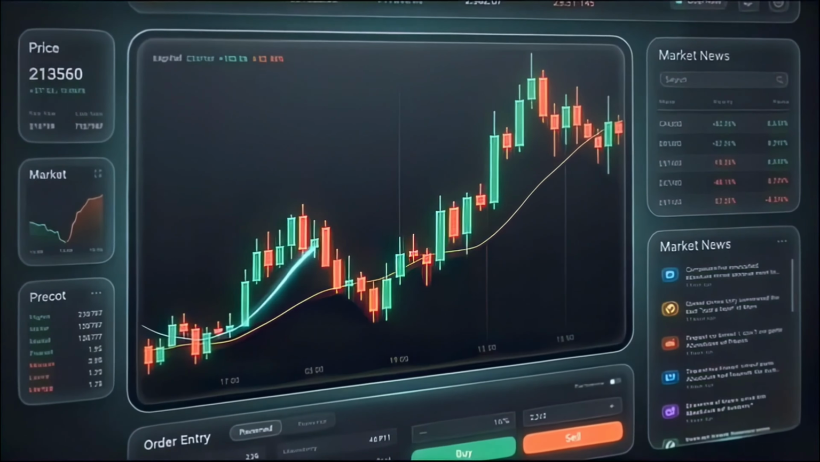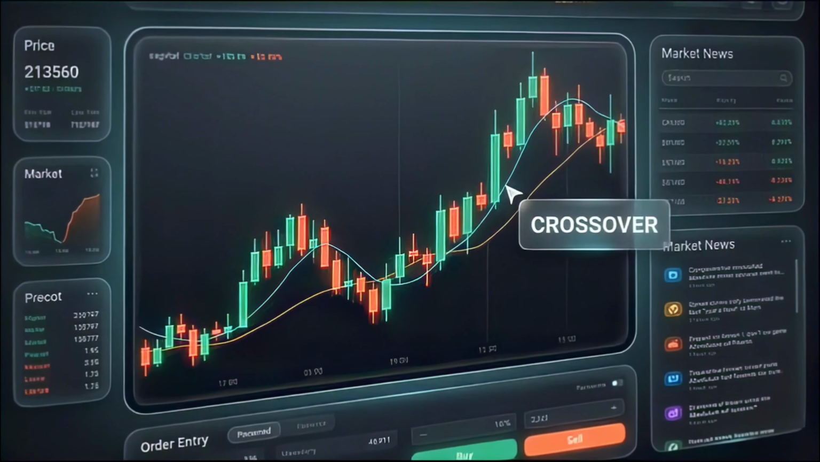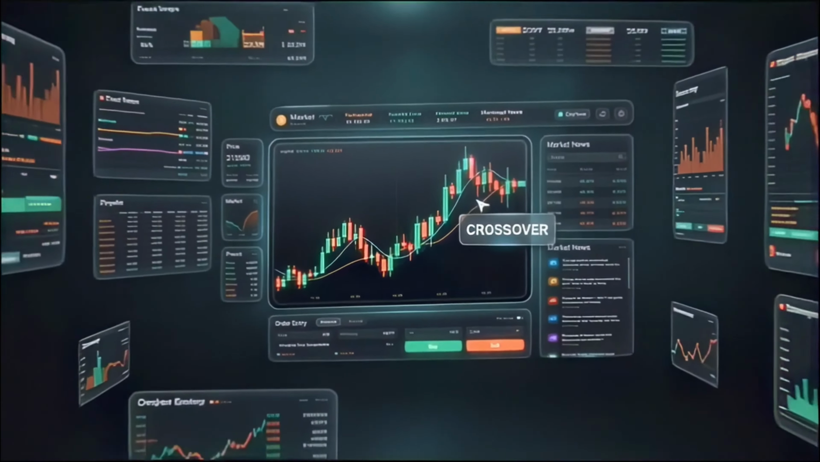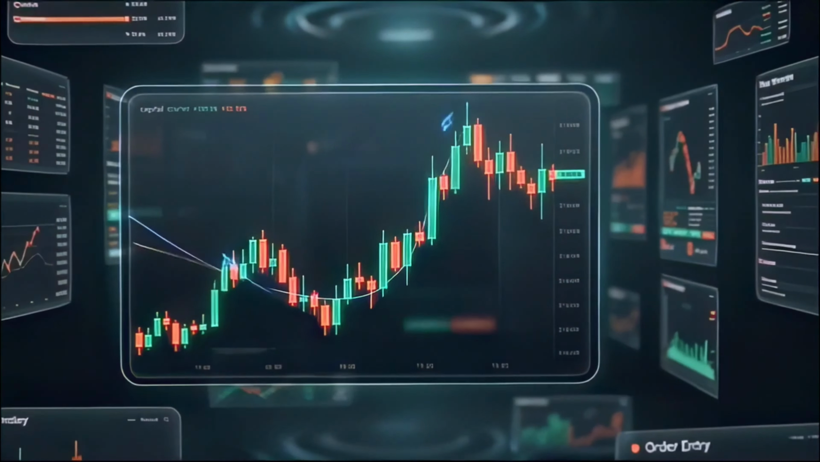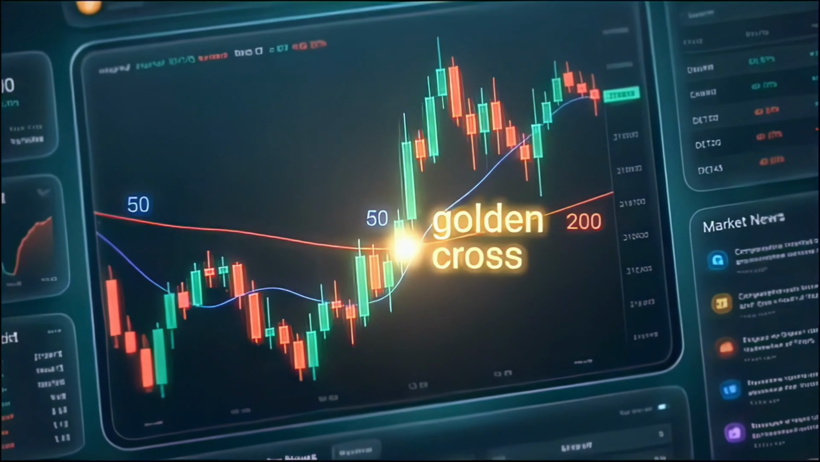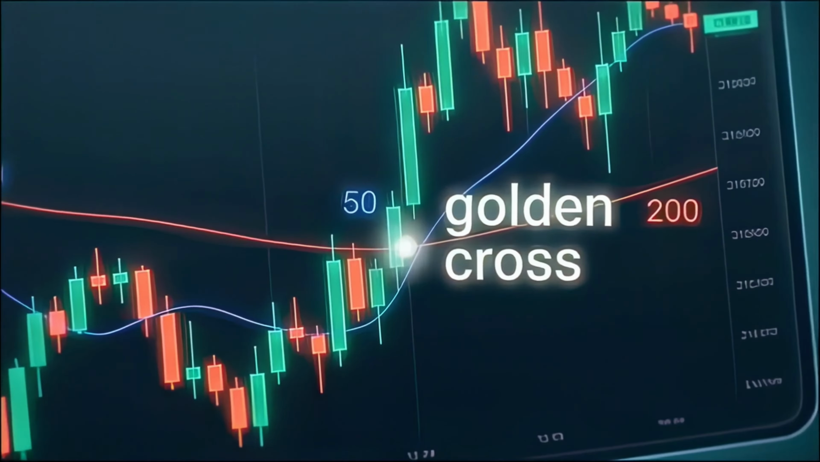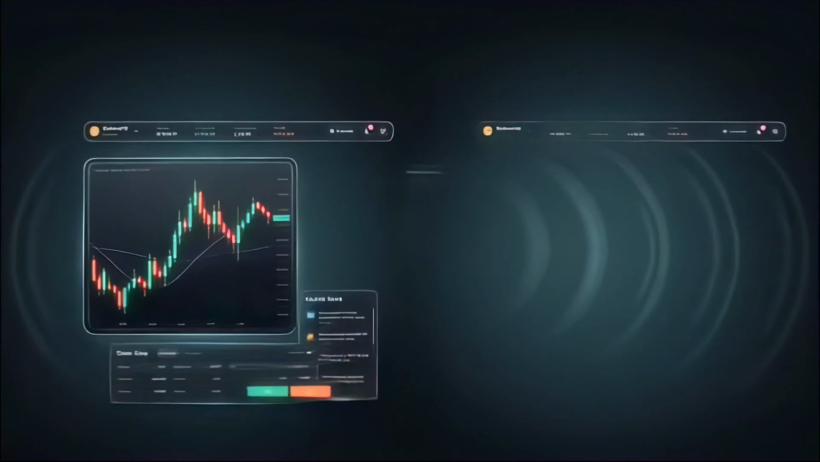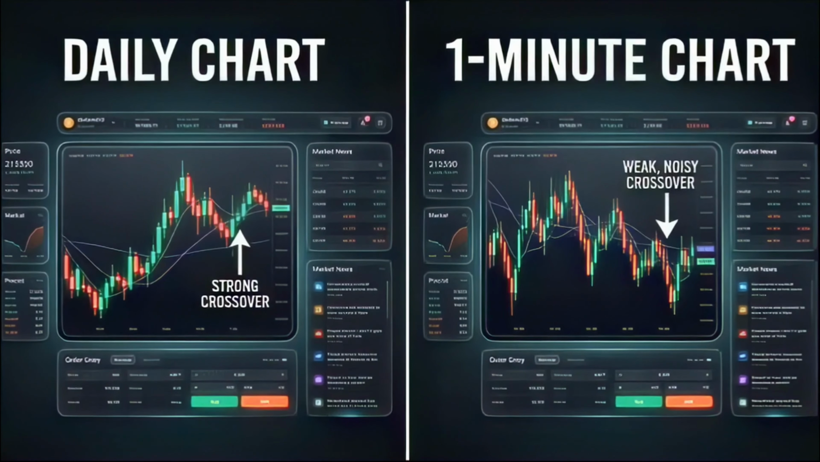Third, the crossover. When your fast line crosses above your slow line, that is a momentum signal the trend may be turning up. And when the 50 crosses above the 200, that signal has its own name, the Golden Cross, and big money genuinely watches it. But crossovers are strong on higher timeframes and weak on fast ones, so treat them as confirmation, never as a standalone trigger on a 1-minute chart.